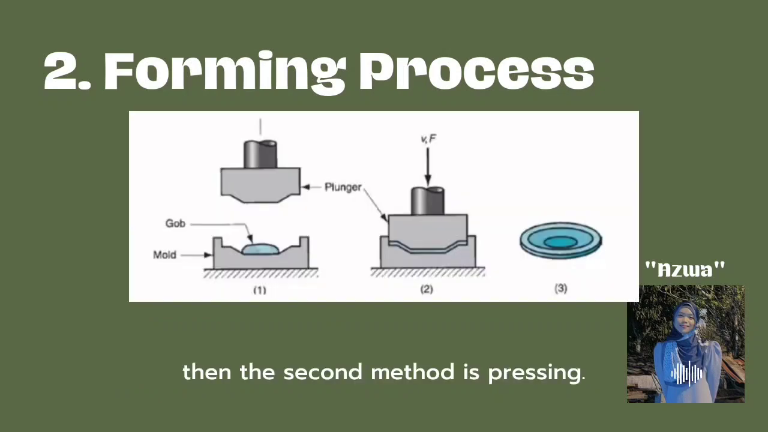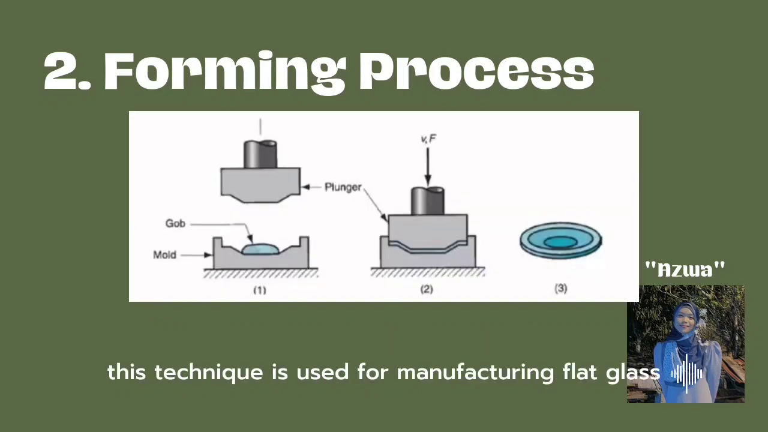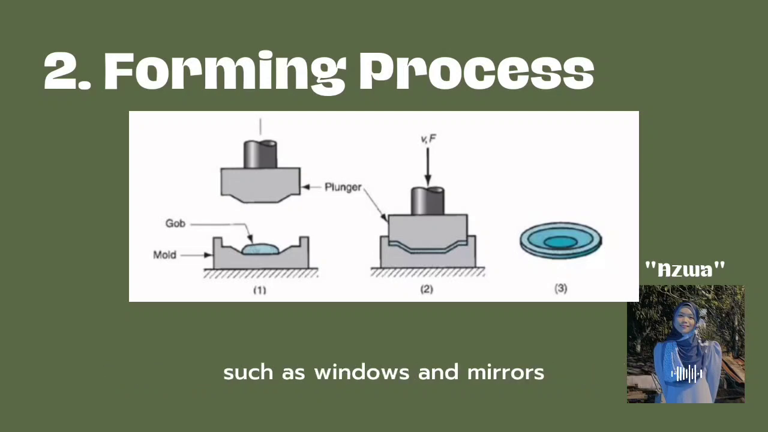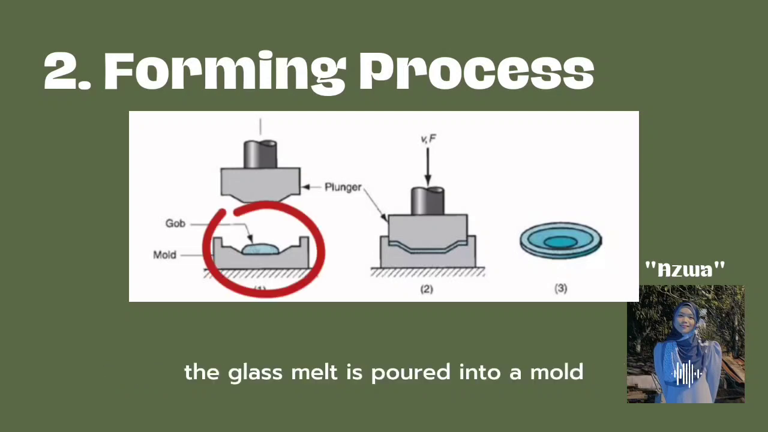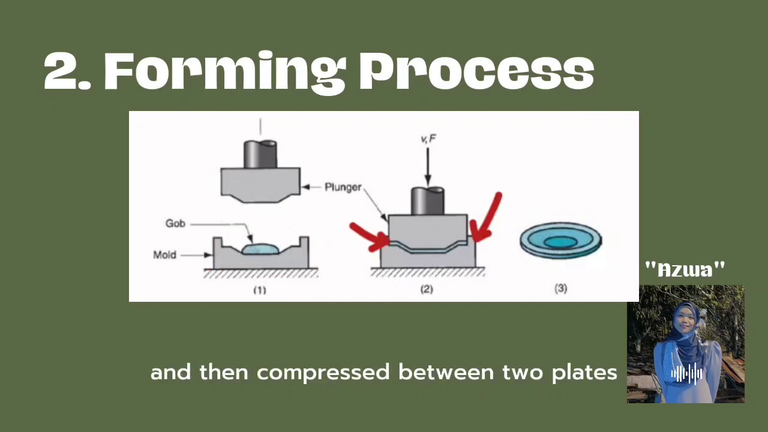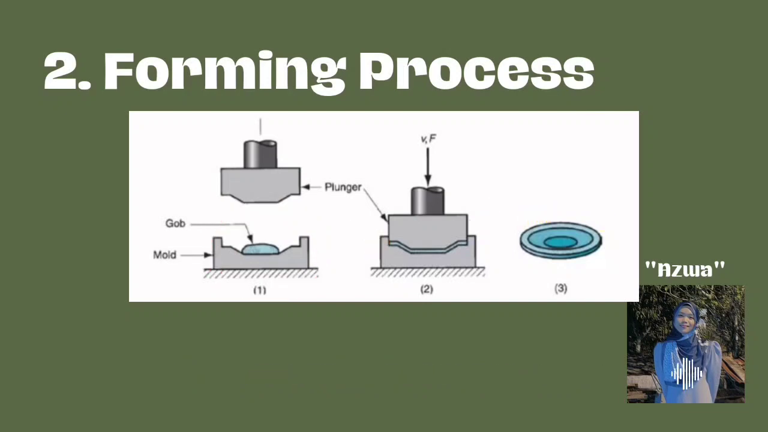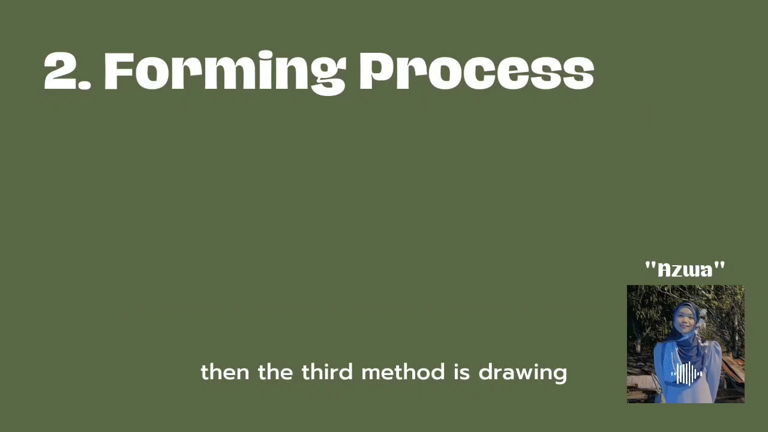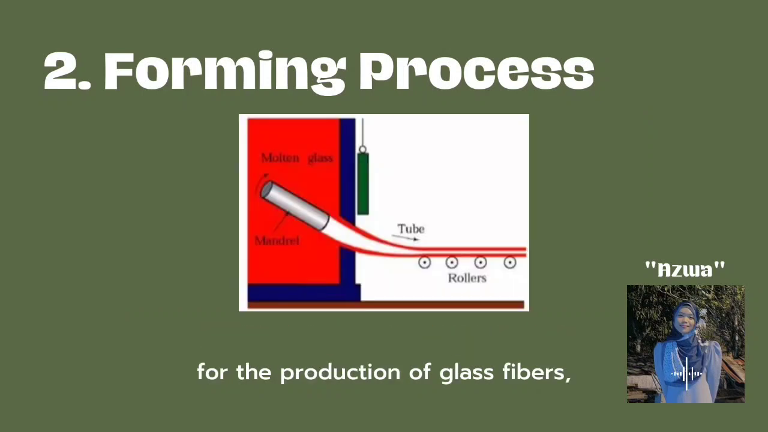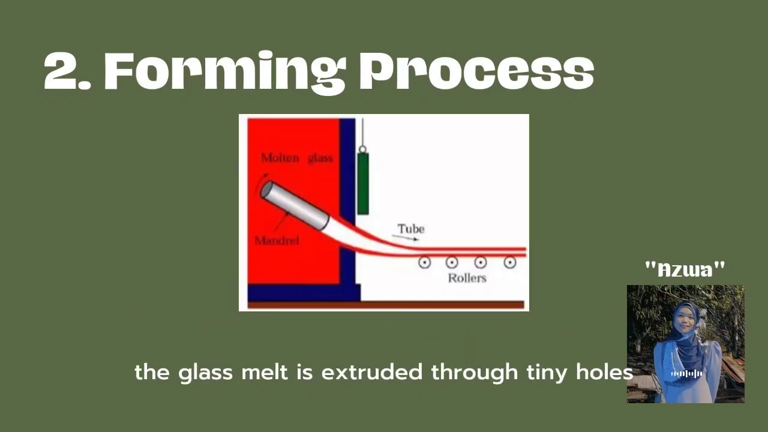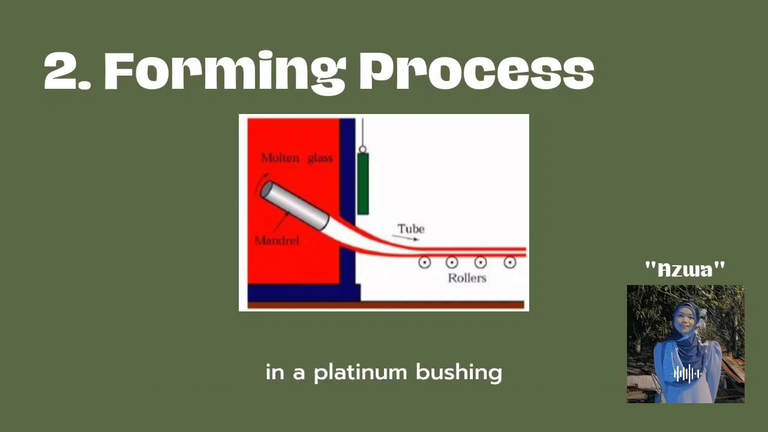Then the second method is pressing. This technique is used for manufacturing flat glass such as windows and mirrors. The glass melt is poured into a mold and then compressed between 2 plates to obtain the flat shape. Then the third method is drawing. For the production of glass fibers, the glass melt is extruded through tiny holes in a platinum bushing, forming continuous strands. The fibers are then cooled and collected on a conveyor belt.